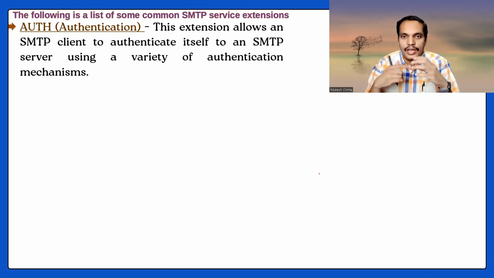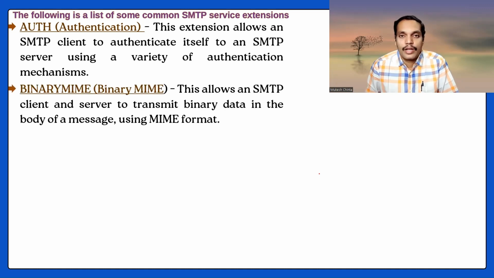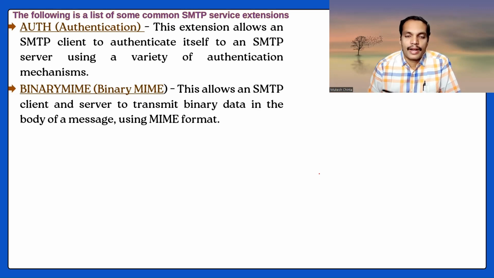The first extension is the authentication. This extension allows an SMTP client to authenticate itself to a server using a variety of authentication mechanisms. Any different types of authentication mechanisms can be used by the client to prove its identity to the server. That is the first extension, AUTH, or in other words, authentication. The second one is something called BINARYMIME. This allows an SMTP client and server to transmit binary data in the body of the message using the MIME format that we discussed earlier.